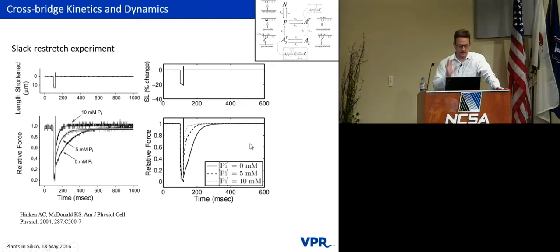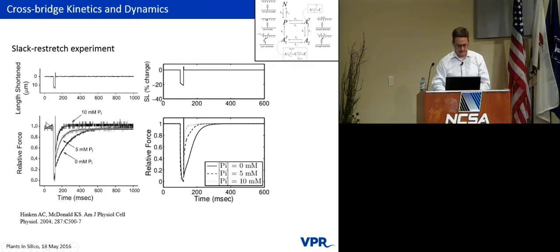This is an example of model validation, and we looked at an experiment done by Kerry McDonald, where they do this kind of an experiment. They take a muscle, and they have it under tension. It's permeabilized, which means that they can dump in a lot of calcium, and so it stays in tension. There's a lot of force, and then they just do what's called slack restretch. They just go boing, boing, like that. And what happens is tension goes down, and then tension comes back up.